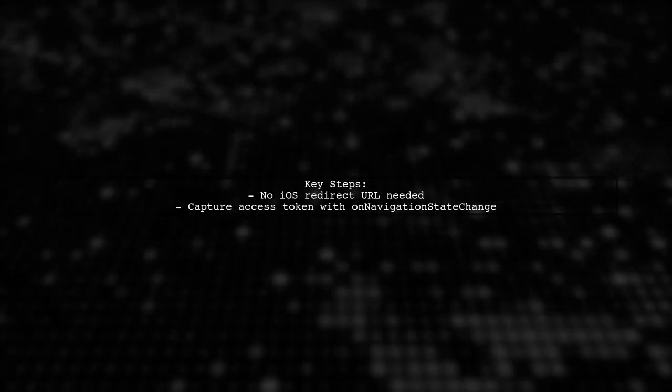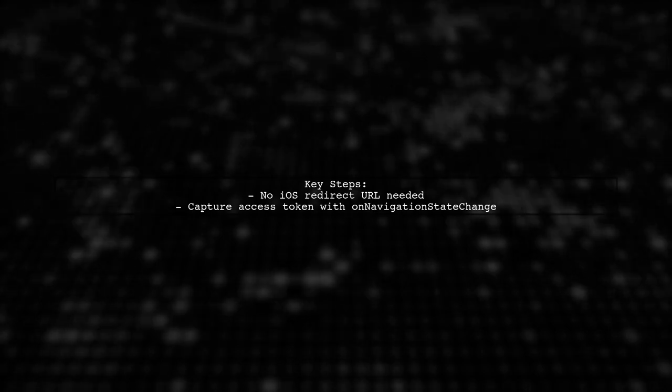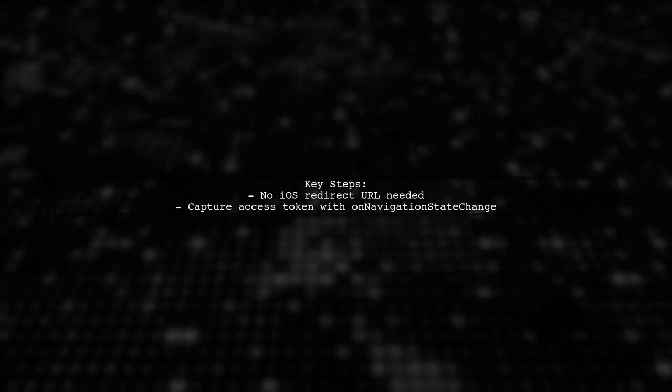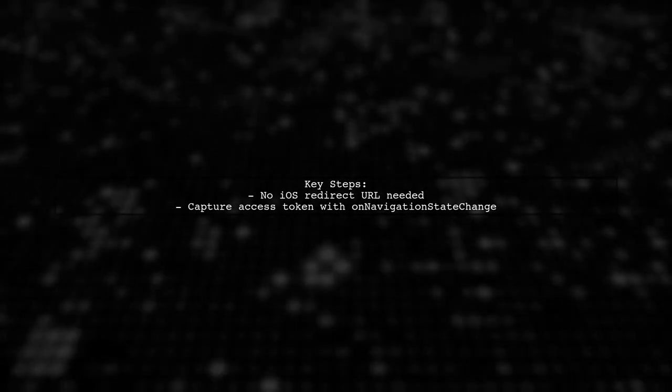The key was to capture the access token from the URL using the onNavigationStateChange prop. I used React Navigation to navigate to the WebView screen and passed a callback to handle the access token. This allows for further API calls once the token is retrieved.